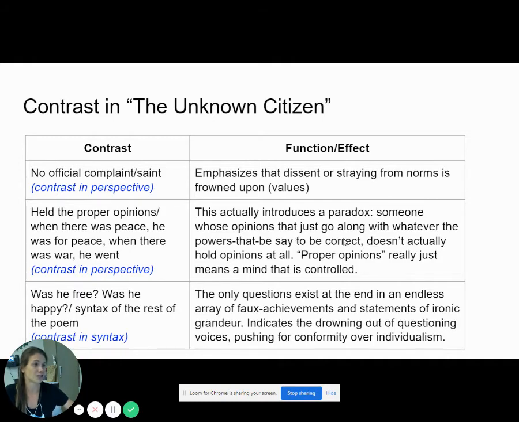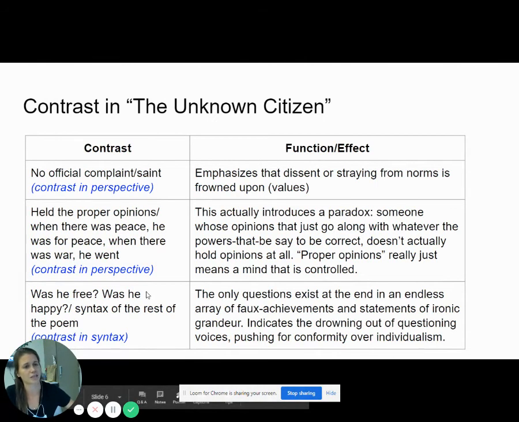Someone whose opinions just go along with whatever the powers that be say is correct isn't actually someone who holds opinions at all. That's just somebody who is being told what to think and is accepting that. So this brings up a contrast again between what is an actual opinion, and how that actually gets valued. So proper opinions really just means a mind that is controlled. The contrast in this line between having proper opinions and then just doing what you're told to do indicates that this is a world where opinions aren't actually valued in any way. So I feel like that one kind of introduced a paradox.